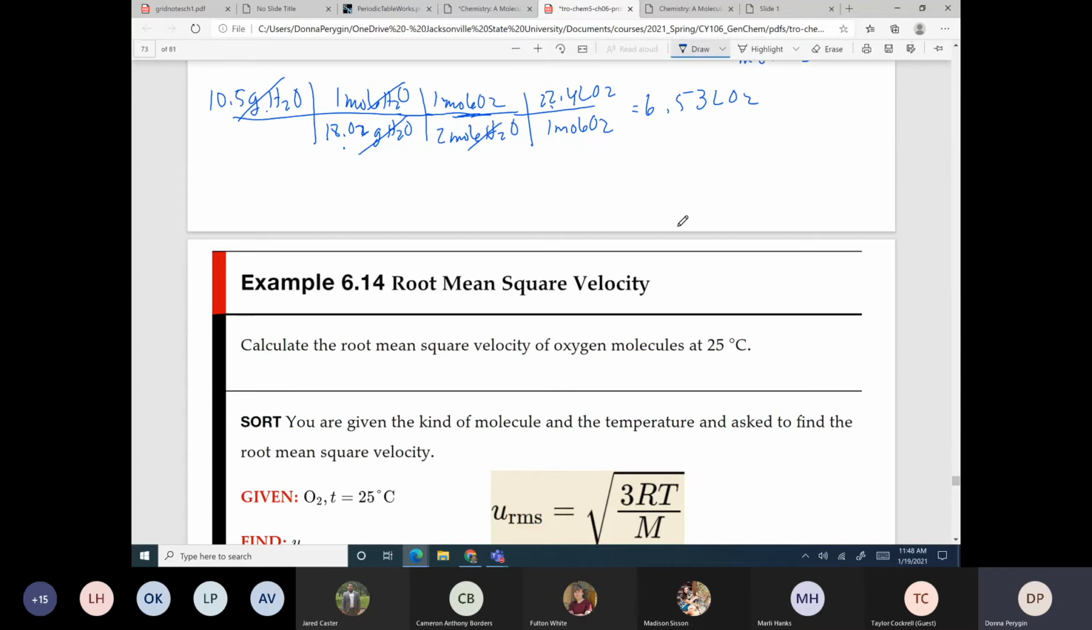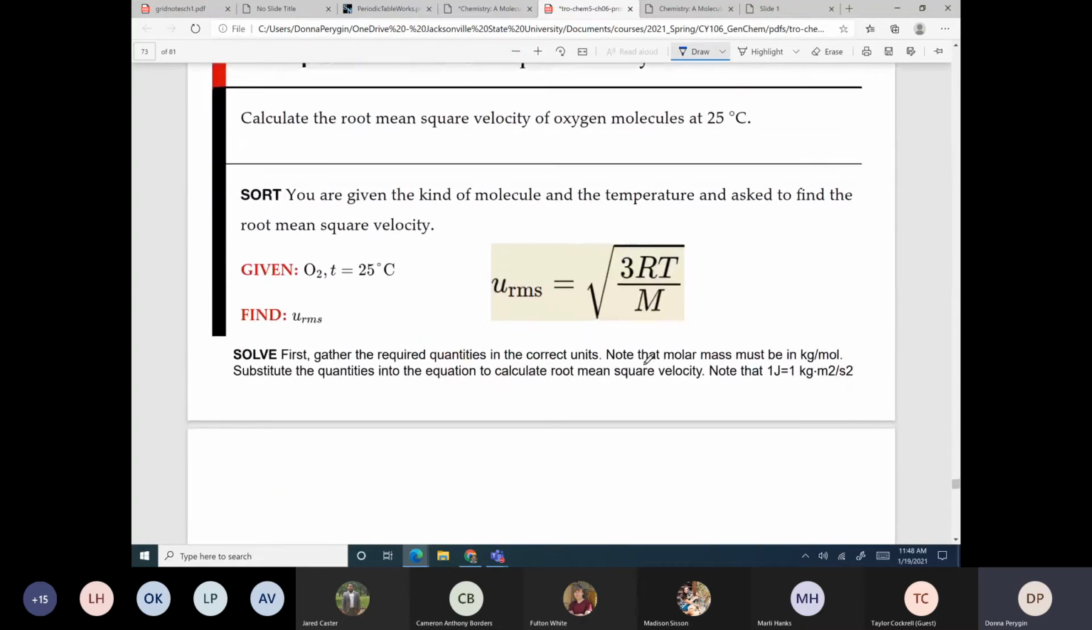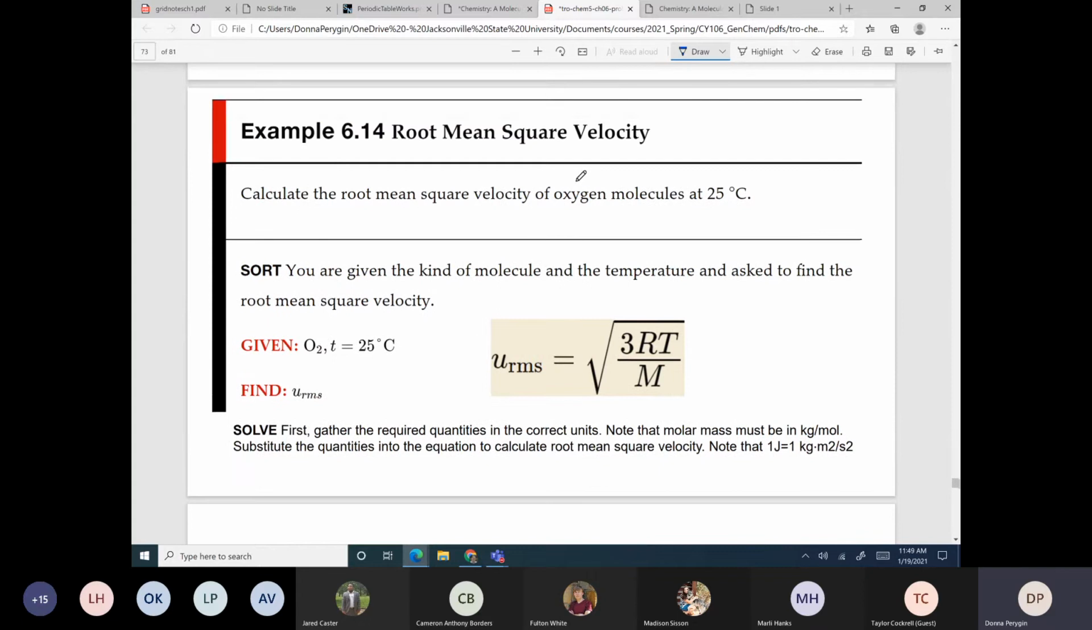So the next problem is going to be the root mean square velocity. So that was what I was talking about. We can get the average root mean square velocity if we know the temperature and the molar mass. Okay, so you're given, calculate the root mean square velocity of oxygen molecules at 25 degrees C. Remember, we're using R here. That's 0.08206 liters atmospheres per mole Kelvin. So we need our temperature in Kelvin. Okay, so we're given that we need O2. So that's going to be the molar mass of O2.